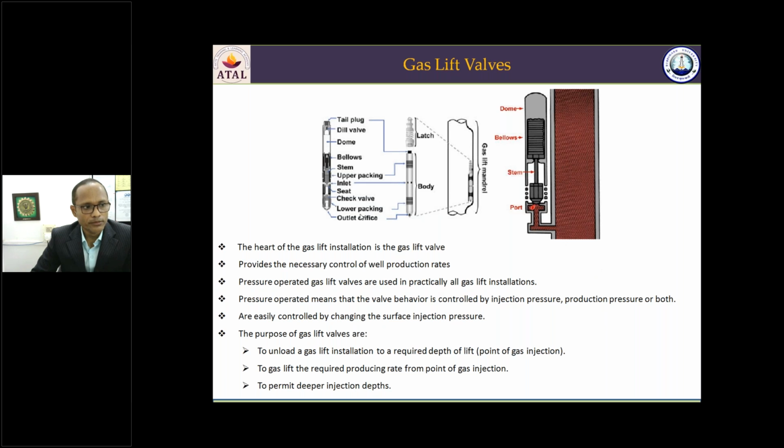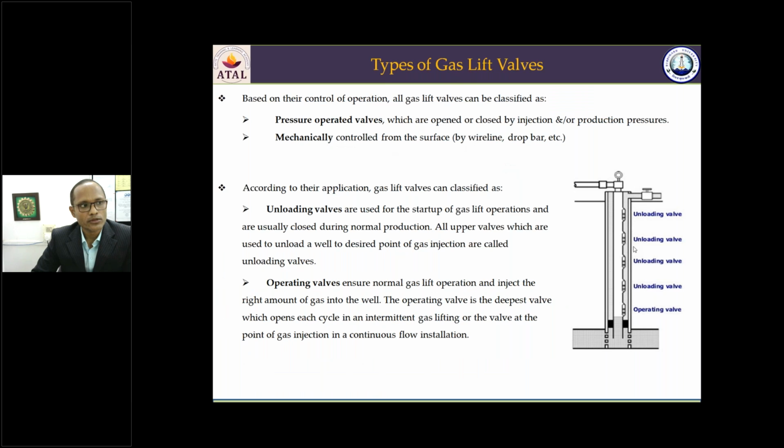Now, depending upon the operation, the gas lift valves are classified. Some valves are used for unloading. I will come to it later. Those are called the unloading valves. They are also used for gas lifting the fluid to the surface. Those are called the operating gas lift valves, and they also help in the injection of the fluids at the deeper depth. As I told you, based on the operation, the gas lift valves are either pressure operated or mechanically operated. But most of the valves are pressure operated. They are opened or closed with the help of pressure. By pressure, I mean the injection pressure or the pressure of the reservoir in the form of the production pressure.